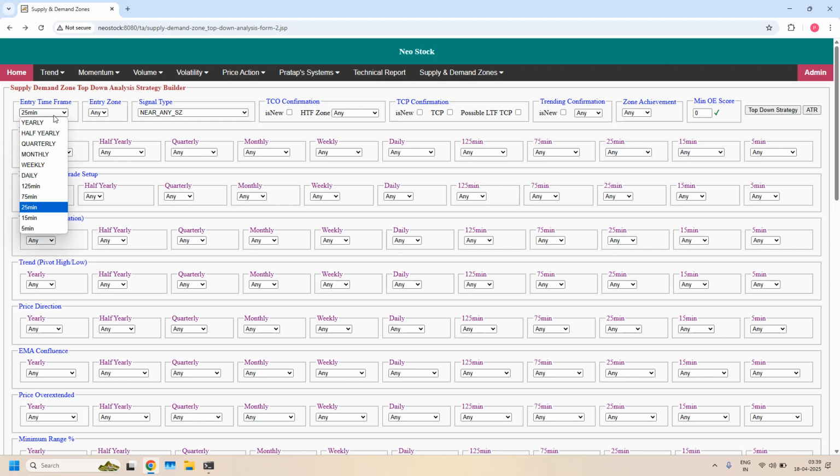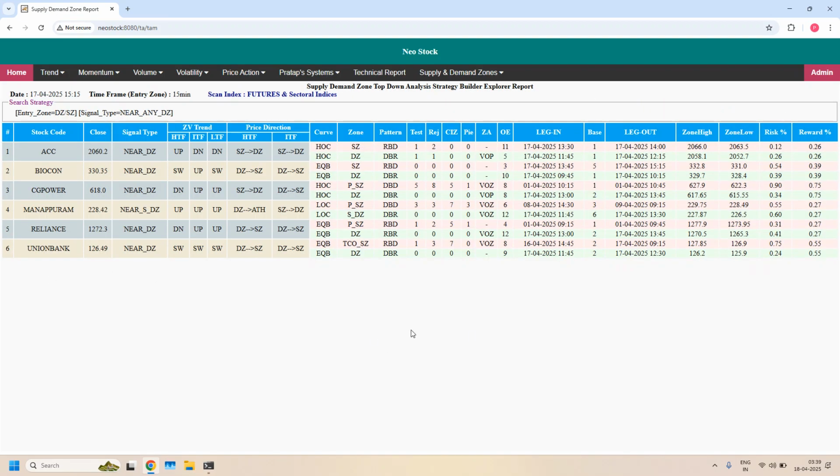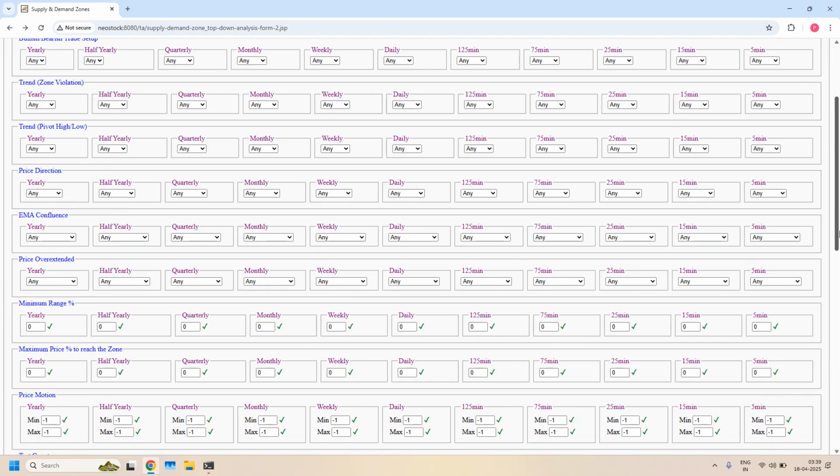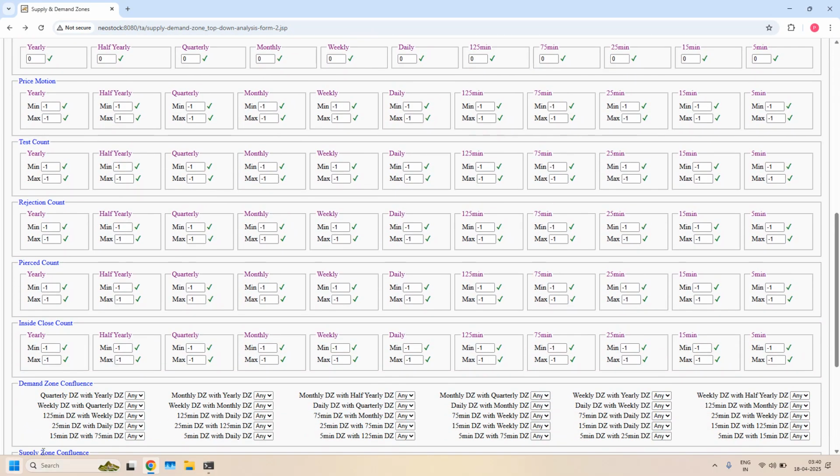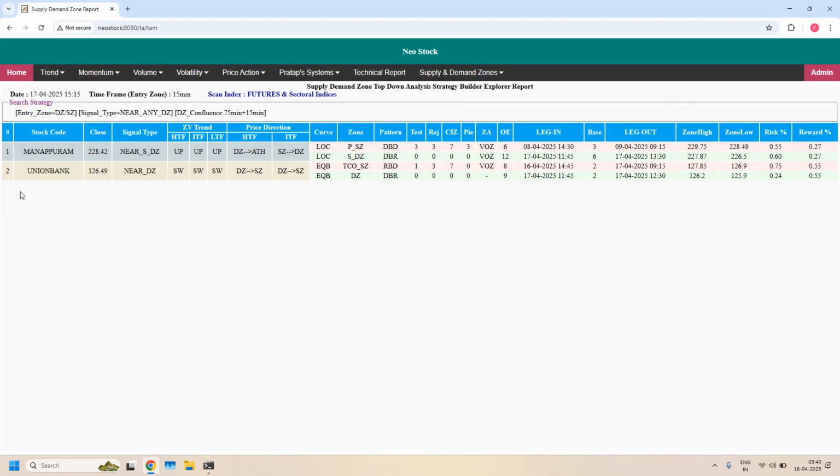Okay, next time frame is 15 minutes. Stocks near to the 15 minutes demand zone. We got 6 stocks. Let us further filter based on the zone confluence. That is 15 minutes demand zone with 75 minutes demand zone confluence. With this filter, we got 2 stocks.